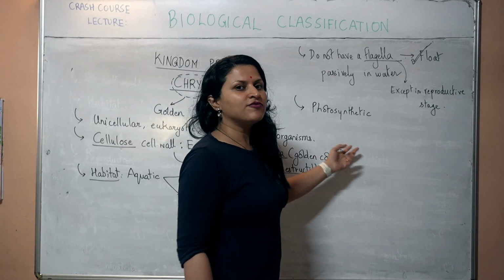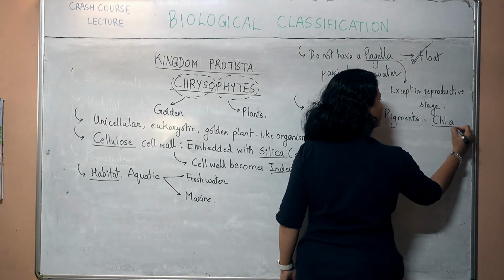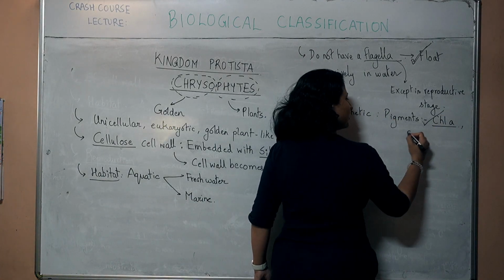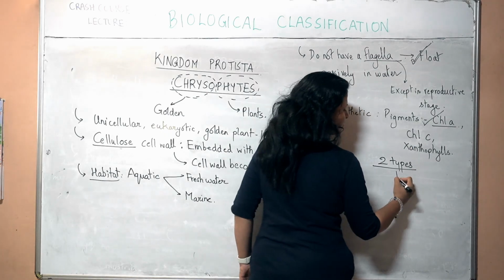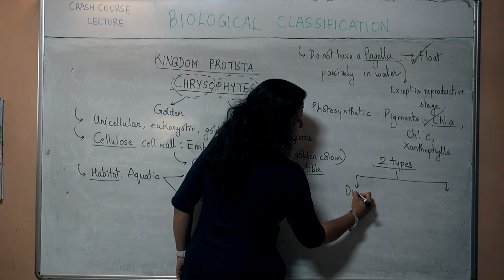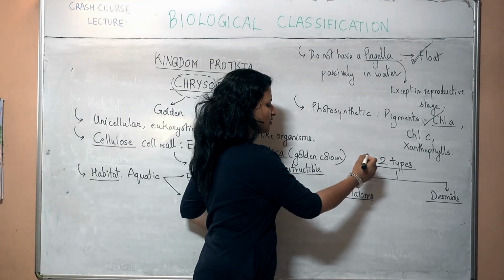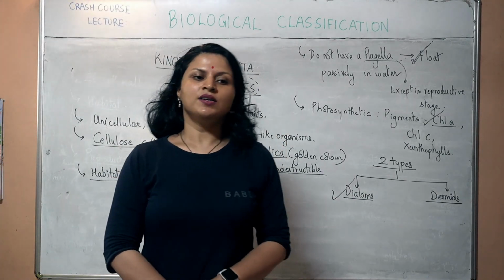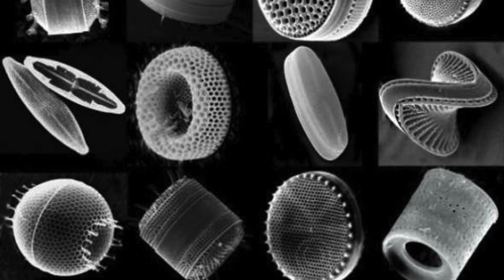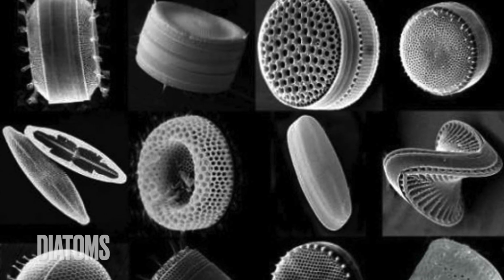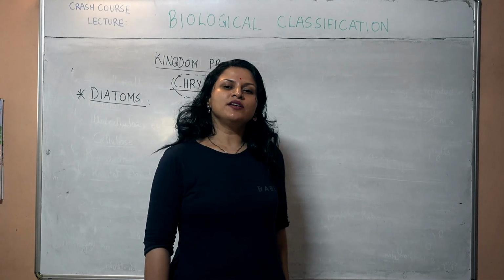And the plant-like character that they show is the presence of a cell wall of cellulose. Apart from that, they are photosynthetic and may have pigments like chlorophyll A, very important pigment, chlorophyll C, and xanthophylls. Two types of chrysophytes are present, diatoms and desmids, out of which we will be discussing diatoms in some detail from here on. We will not be studying desmids. Have a look at these two pictures. These are diatoms and these are desmids. So we are doing diatoms now.